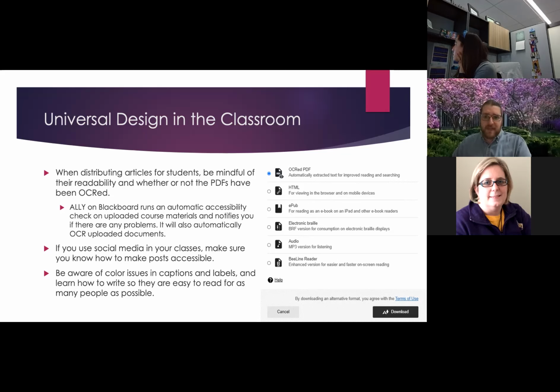And one pro tip that Carrie actually taught me is that white text with a black outline is readable on any background. So if you're creating something and you're not sure if it's accessible, make white text on a black background. It will pop out no matter what it's put in front of.